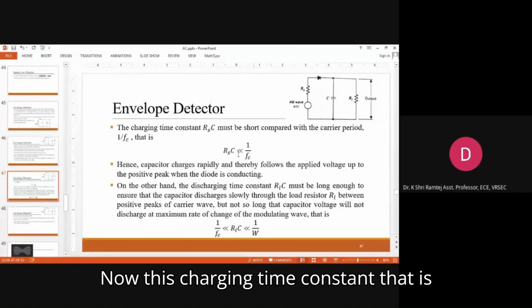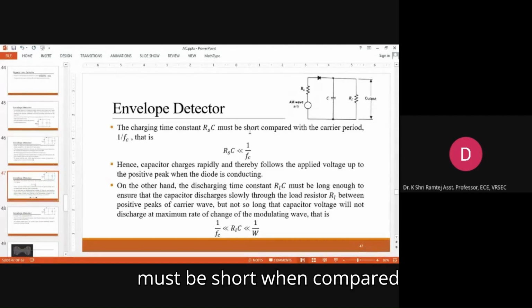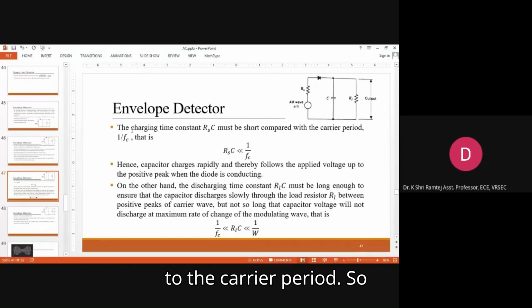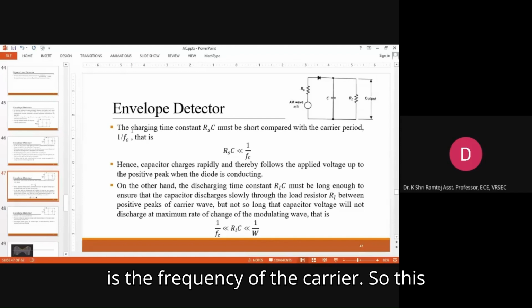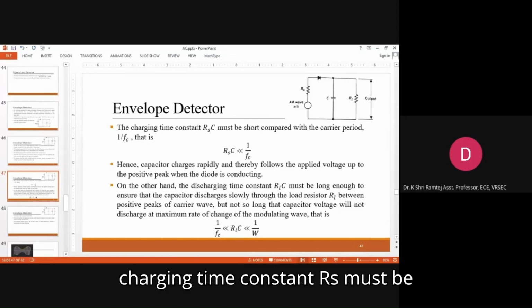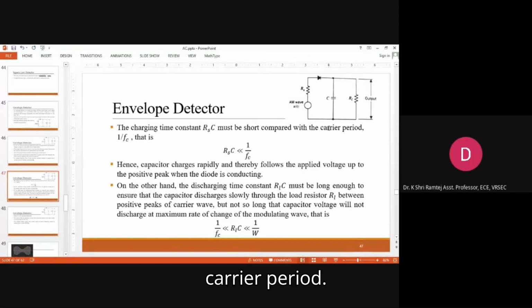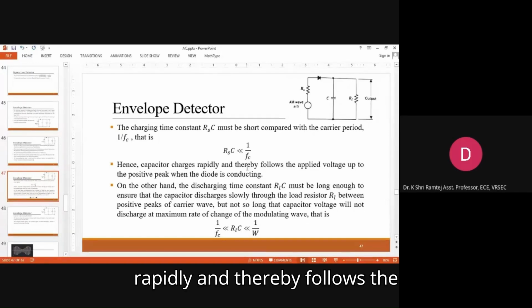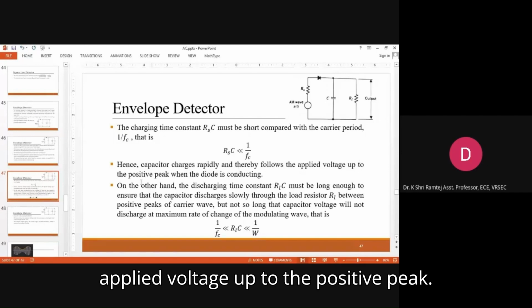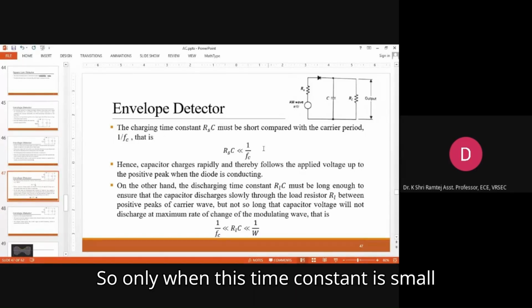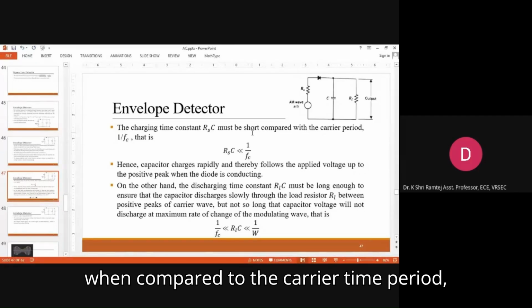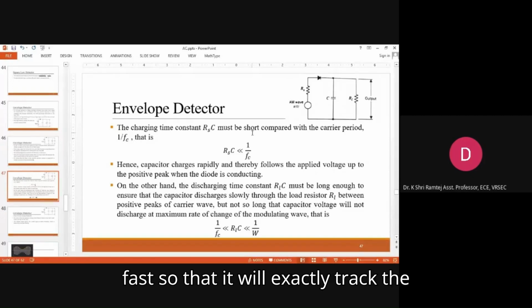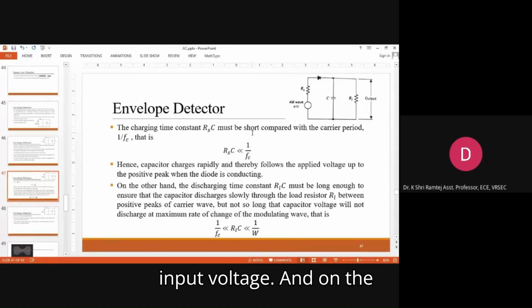Now this charging time constant, Rs into C, must be short when compared with the carrier period. The carrier period is given by 1 by Fc, where Fc is the frequency of the carrier. So Rs into C should be less than 1 by Fc. Why does it need to be small? Only then will the capacitor charge rapidly and follow the applied voltage up to the positive peak. When the time constant is small compared to the carrier period, the capacitor charges very fast, so that it exactly tracks the input voltage.